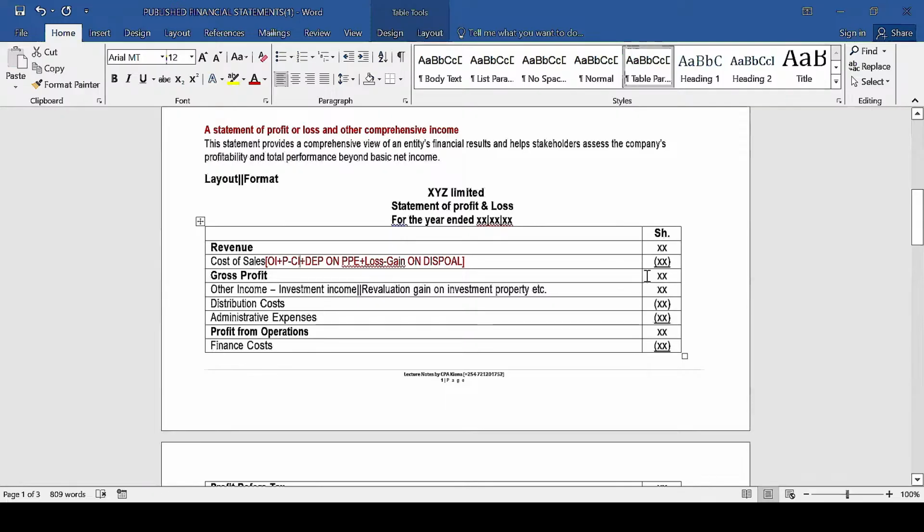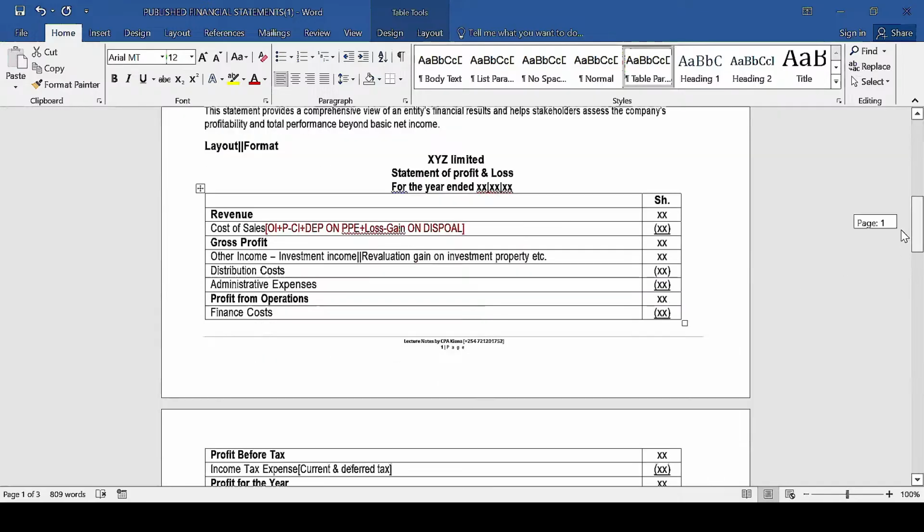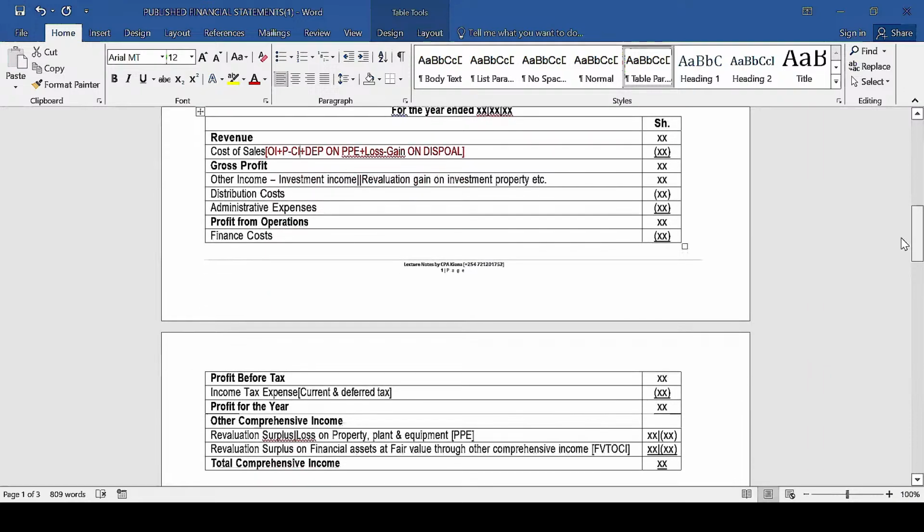Then to this, we add other incomes, like investment income. Then we less expenses, which include distribution and administrative expenses. We get profit from operation, and then we less the finance cost. Finance cost, we say, includes not all the expenses, rather the interest expenses: interest on bank loan, interest on debentures, interest on loan stock, and so on.